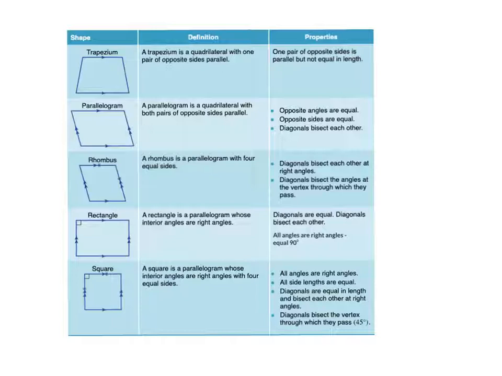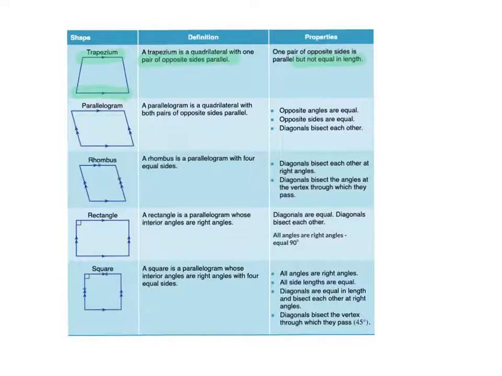A trapezium is a quadrilateral with one pair of opposite sides that are parallel. So over here, one pair of opposite sides that are parallel. But they are not necessarily equal length, okay? So they're parallel, but they're not equal length.